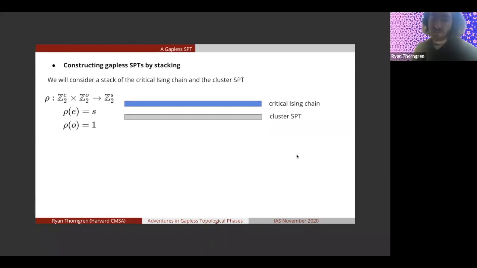I do that so that I can talk about this very simple example where the gapless degrees of freedom are just the Ising chain. The Ising chain only has a Z2 symmetry, but there's no Z2 SPT. So the best we can do here is have one of our Z2 symmetries act as the spin flip of the Ising chain, and the other one only act in the gap sector.